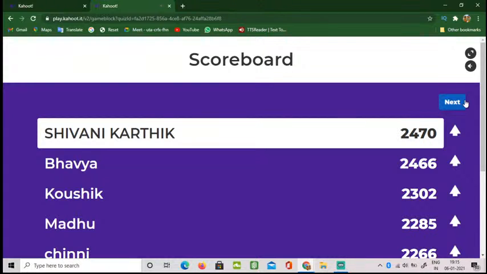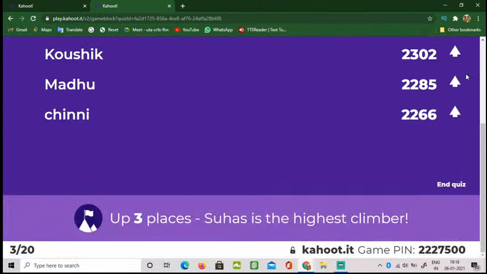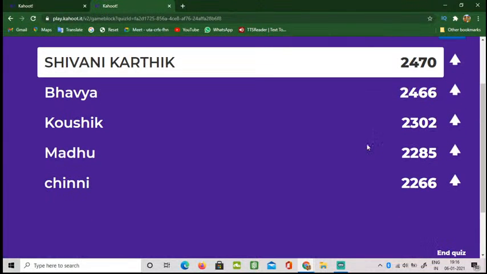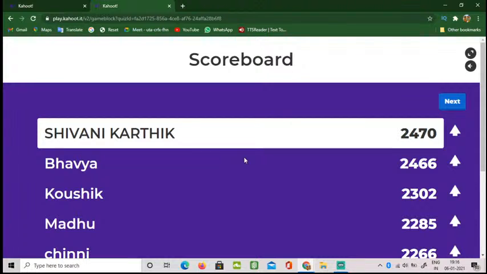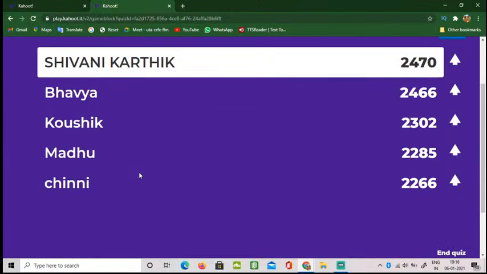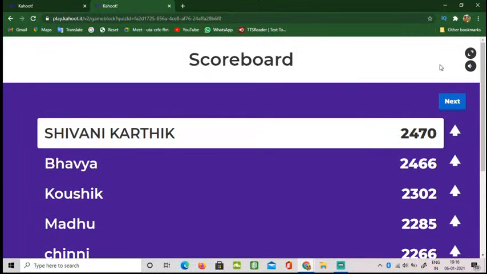So now Shivani Karthik is in the first place, Bhavya is in the second, Kaushik in the third, Madhu in the fourth, and Chinni in the fifth. I think Lalli and Sweetie have gone down. That's completely okay. You can come up again. So Shivani Karthik, really good job. You have come up to the first place, and Bhavya, good job. And Kaushik also, I think you were not on the podium, and now you are on the podium. Madhu and Chinni also have come up from the bottom. So good job, everybody. I want everyone to participate just like this.